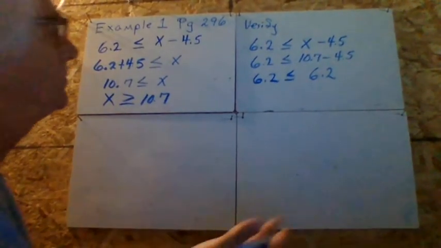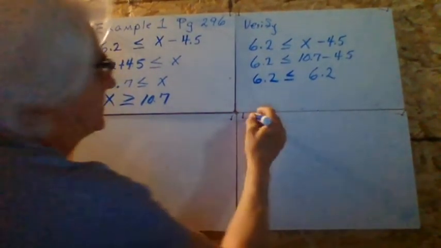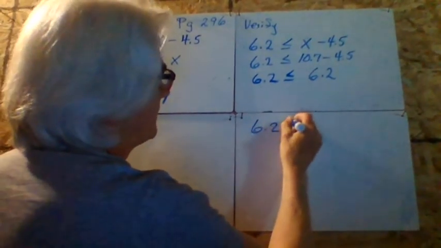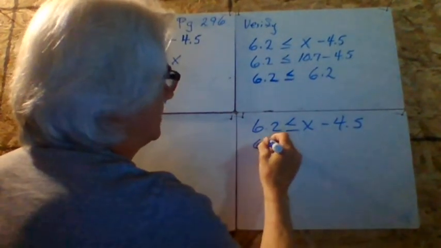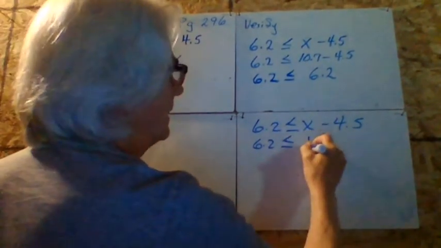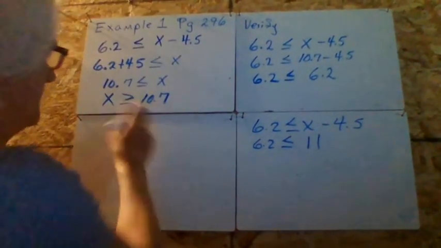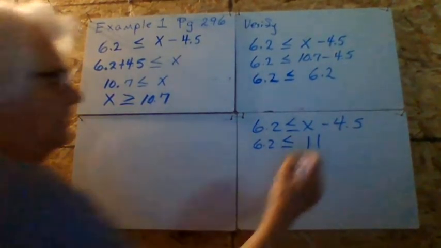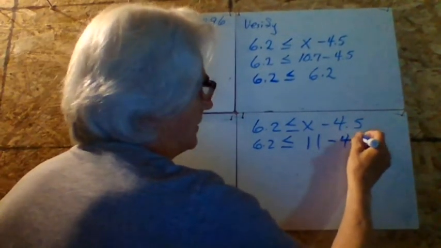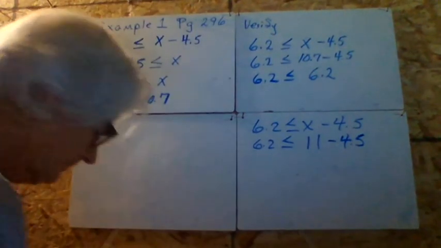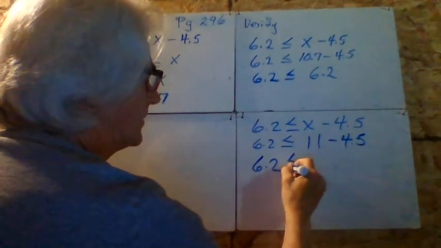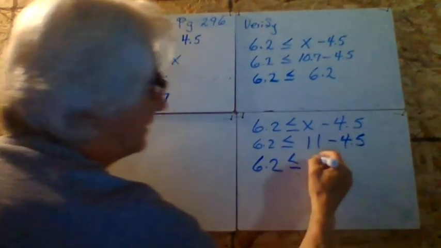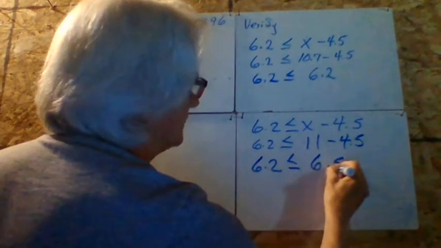Now, I usually do a couple of them. Let me see. 6.2. And this time, in the place of my variable x, I'll go with 11. Because 11 is greater than or equal to 10.7. Take away 4.5. So 6.2 is less than or equal to 11, take away 4.5, which comes out to be 6.5.